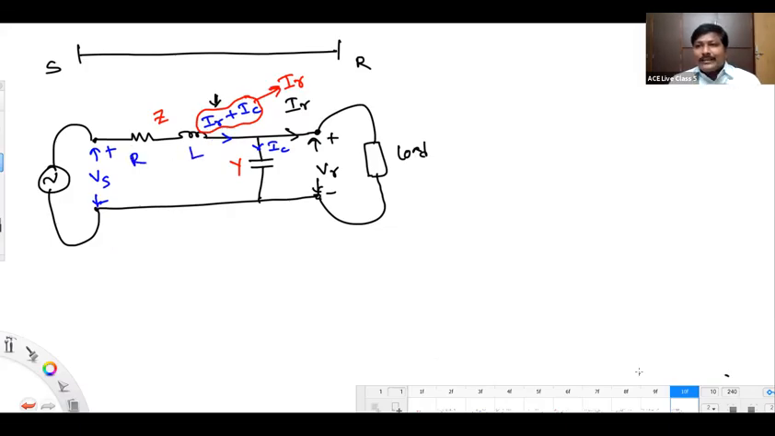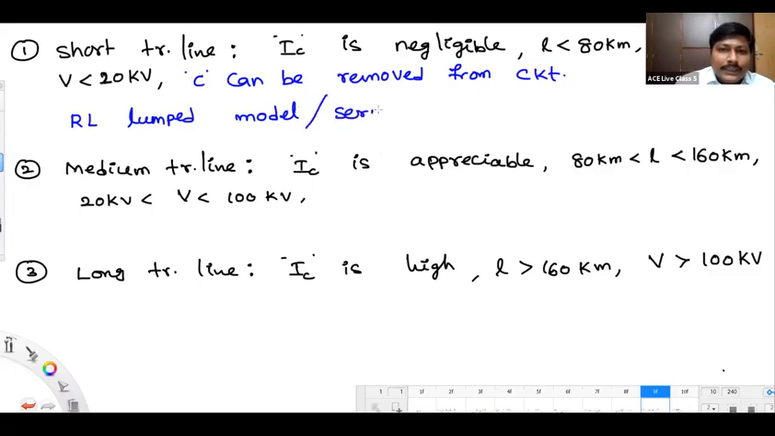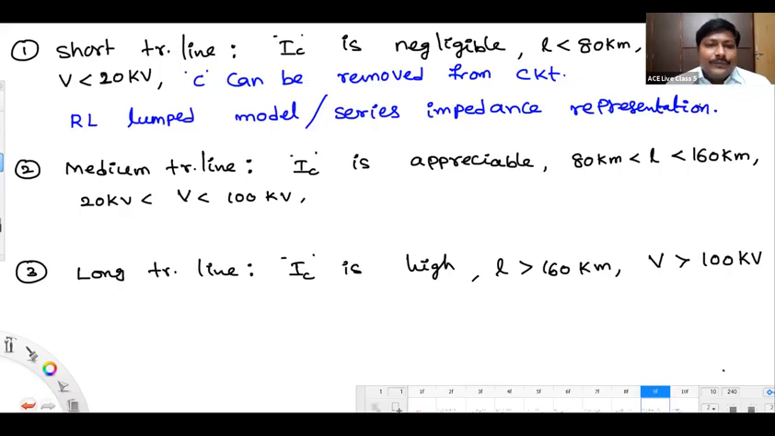So this we are going to name the RL lumped parameter model of representation. This we can say is the RL lumped model representation of the transmission line, represented only as a series impedance. Series impedance representation.